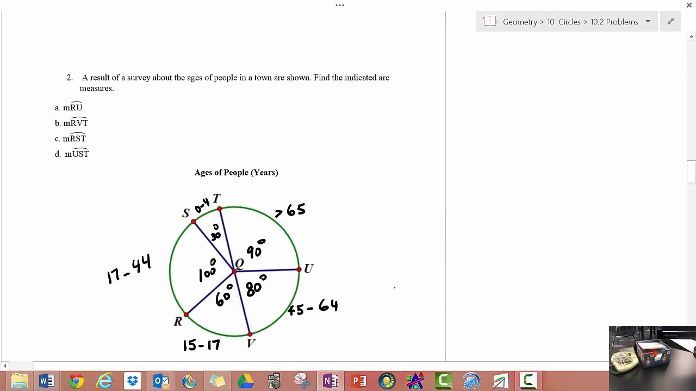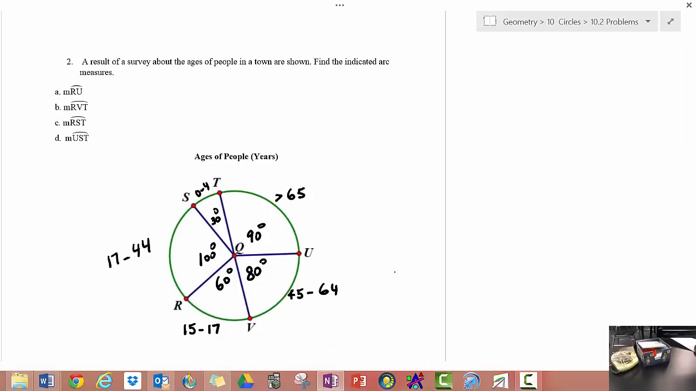to question 2. Okay, this is a nifty little chart. It says, well, it's not, it's a pie chart. A result of a survey about the age of the people in a town are shown. Find the indicated arc measures. Okay, so basically, if you are finding the measure of arc RU, then you would add the measures of arc RB and arc BU.